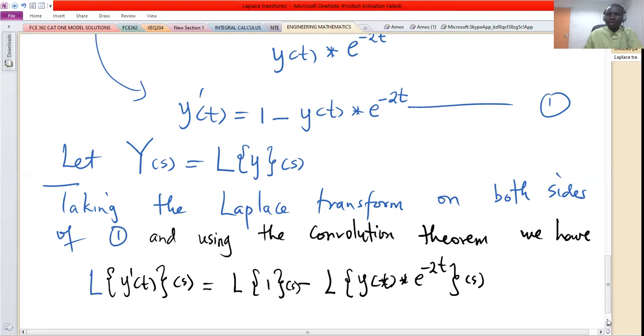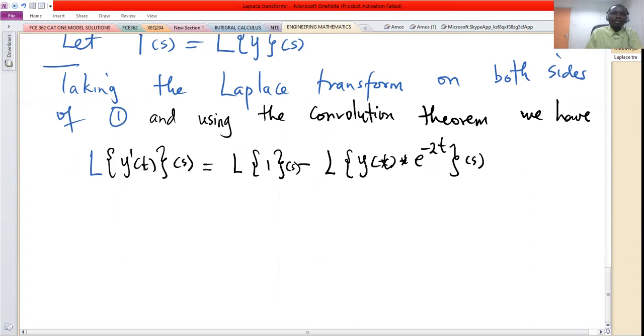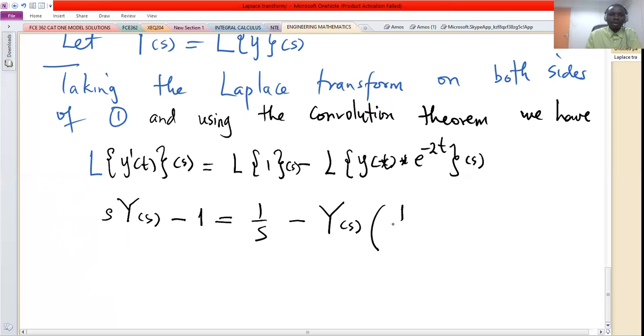So this part is where we are going to use the convolution theorem. But this one, the Laplace transform of 1, we know that is 1 over s. And then the definition of the Laplace transform of the first derivative of y is given by s capital Y of s minus y naught, the value of y at t equals 0, which is given by 1. We have 1 over s, and then using the convolution theorem on this one, we'll have capital Y of s, and then the Laplace transform of this one is given by 1 over s plus 2. So this is the Laplace transform of this y of t, and this is the Laplace transform of the function e raised to power minus 2t.